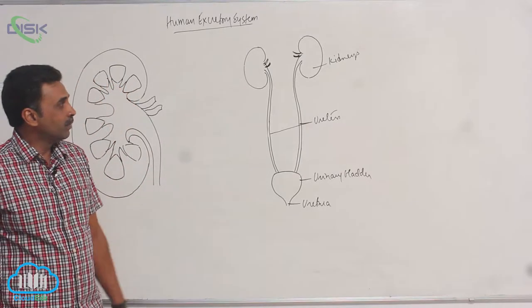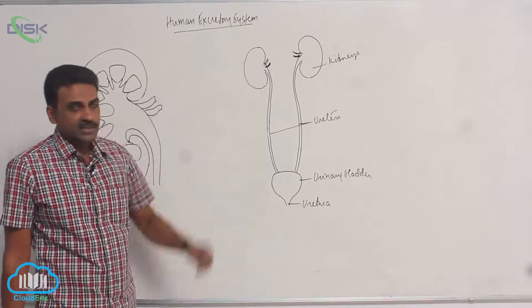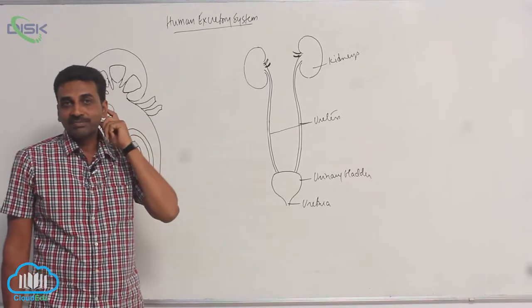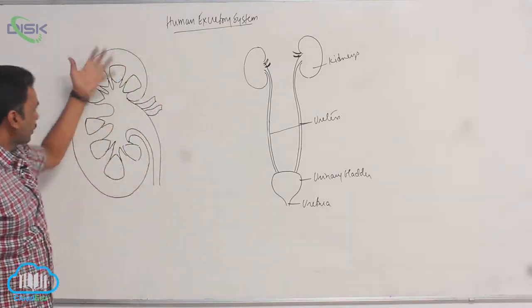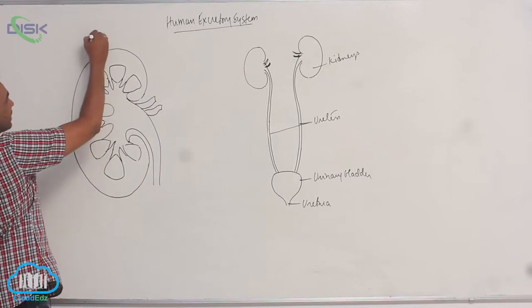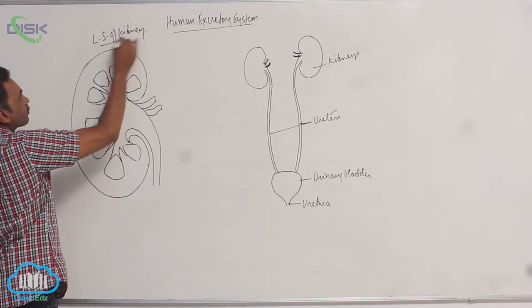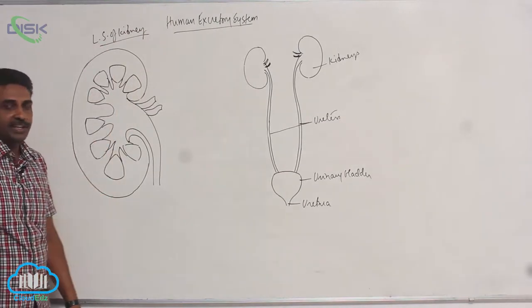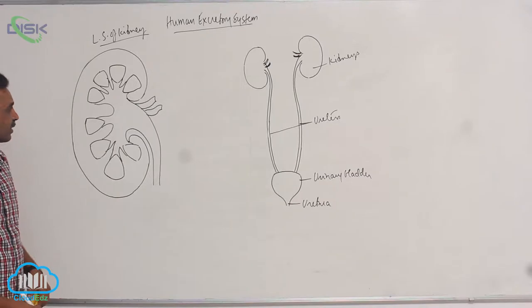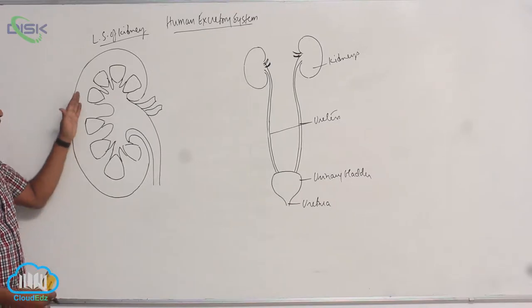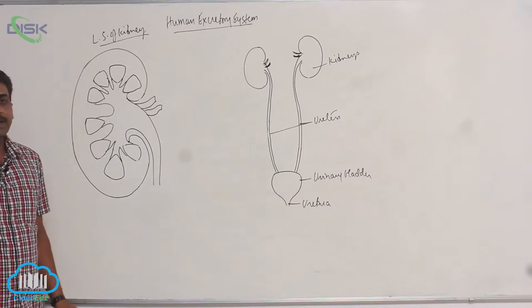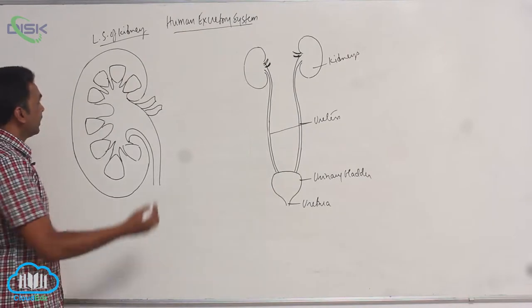Now, when I take a cross section, the longitudinal section of the kidney is like this. Before we go to the longitudinal section, externally, it has three layers.